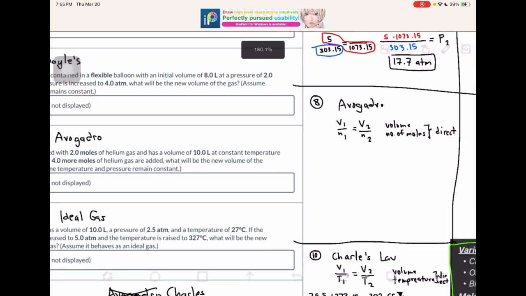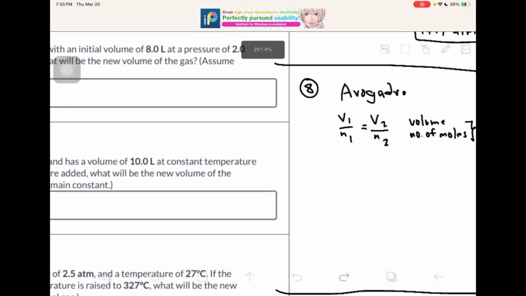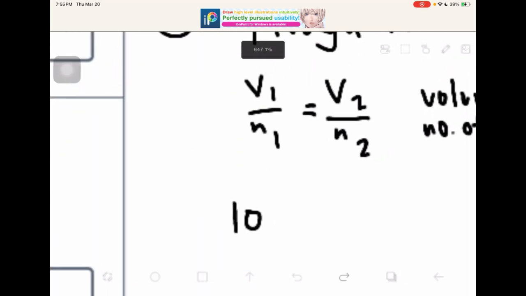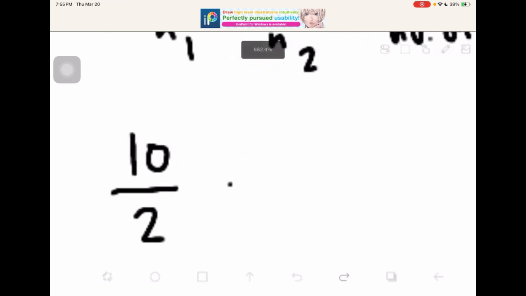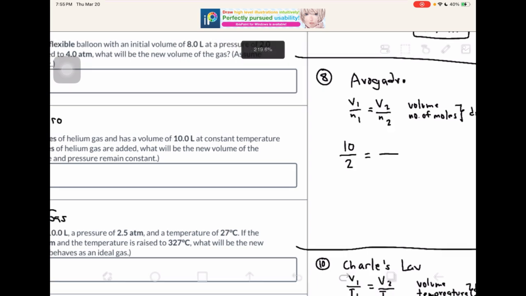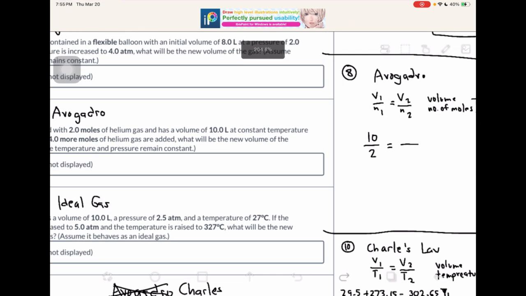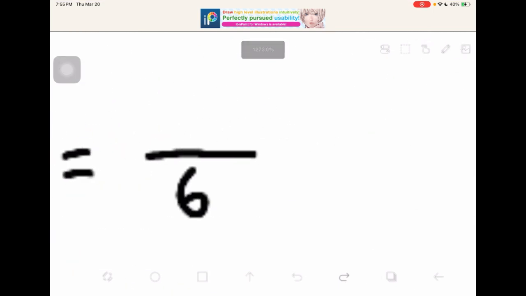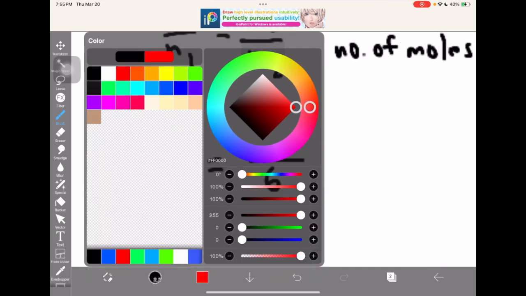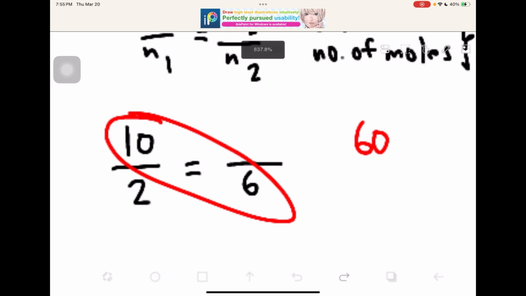A balloon is filled with 2 moles of helium gas and has a volume of 10 liters. So we can immediately put 10 liters as our volume 1 with 2 moles. Then, if 4 more moles are added to the helium gas, what will be the new volume? So 4 more moles, that's 4 plus 2, which is equal to 6. As you can see, it's very much cross-multiply, but very simple. Don't think we need to explain this. That's 10 times 6 is 60.